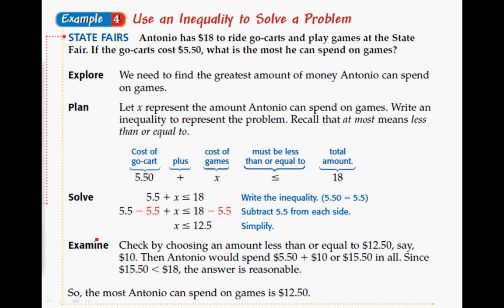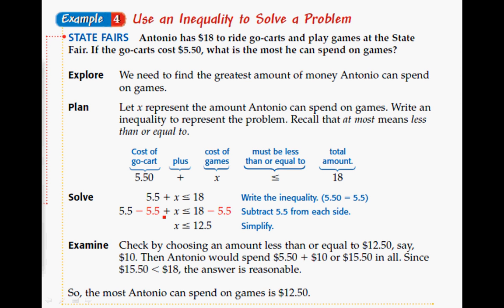Okay, so here's how it is applied in a word problem. Antonio has $18 to ride go-karts and play games at the state fair. If the go-karts cost $5.50, what is the most he can spend on the games? So as you're doing your plan, the thing you need to pay attention to is at most. And remember, at most means less than or equal to. So when you're setting up your equation, $5.50 plus the cost of the games is less than or equal to $18.